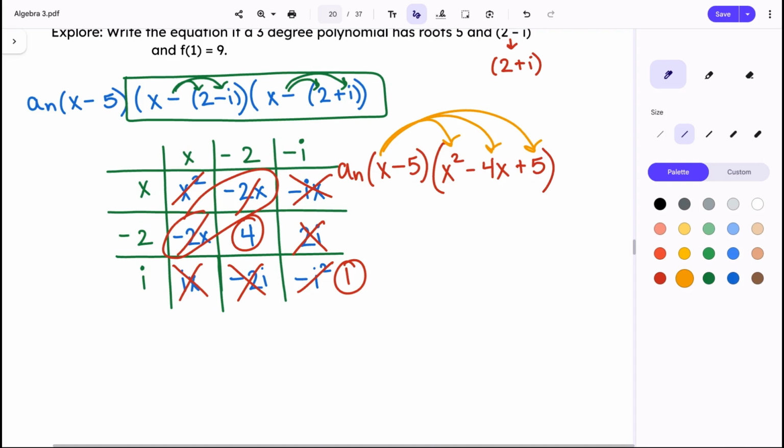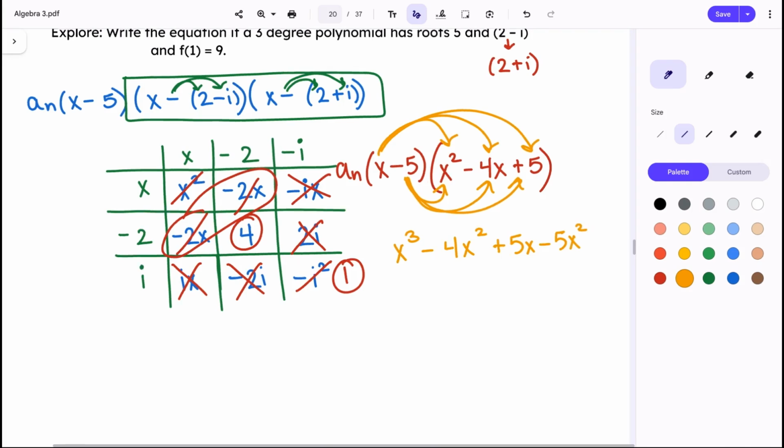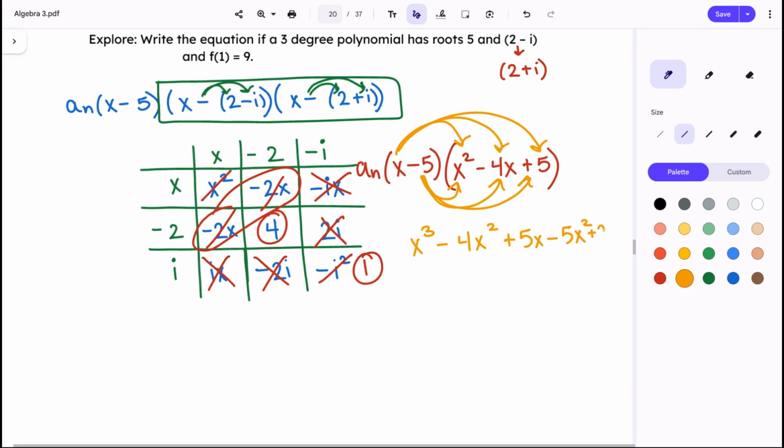So that would become x to the third minus 4x squared plus 5x. If we take negative 5 times everything, it's going to say negative 5x squared plus 20x minus 25. I'm sorry, I ran out of room, so I got to write that underneath it.